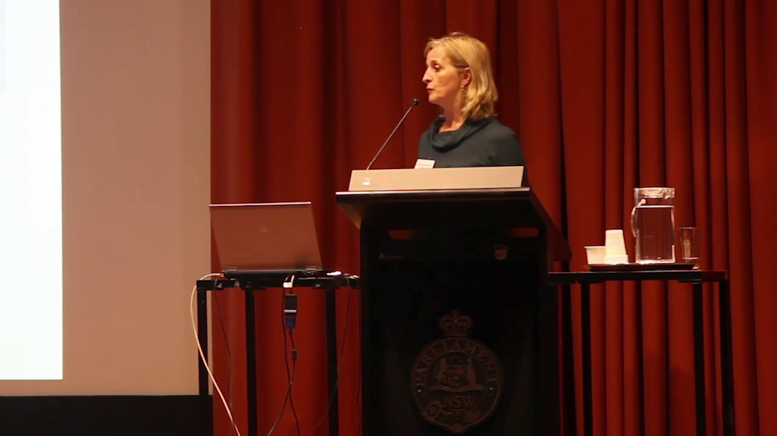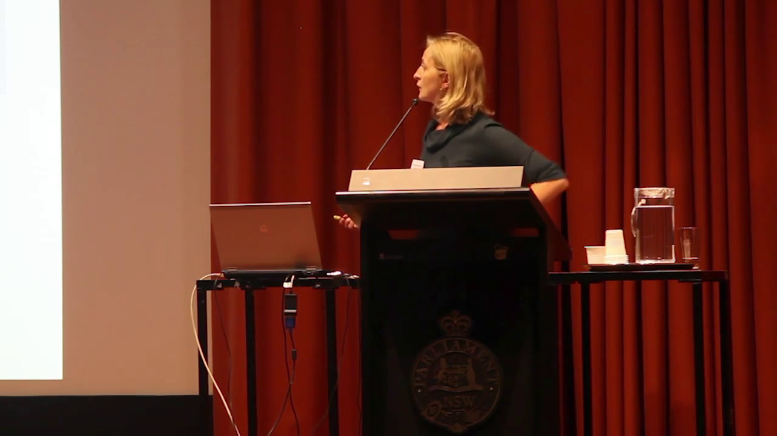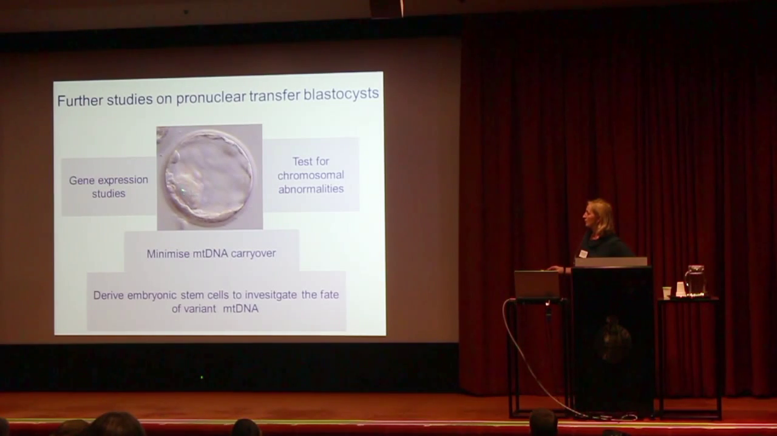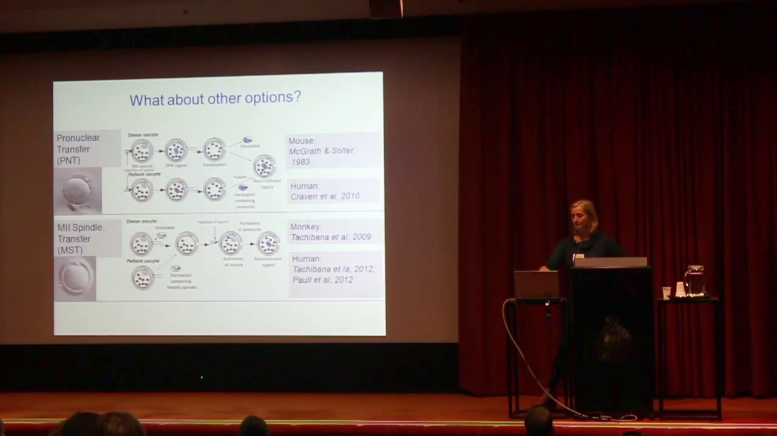And then we're in the process of doing further studies on those blastocysts to see how they compare with embryos that are created by normal IVF. So we're taking single cells from the inner cell mass to look at the gene expression in them and to compare them with embryos created by normal IVF. We're also testing for chromosomal abnormalities, and our tests so far indicate that there's no increase in the incidence of chromosomal abnormalities. We're modifying the procedure to minimize the mitochondrial DNA carryover, and we're deriving embryonic stem cells to investigate the fate of any mitochondrial DNA that's carried over with the pronuclei. So all of this work is ongoing.